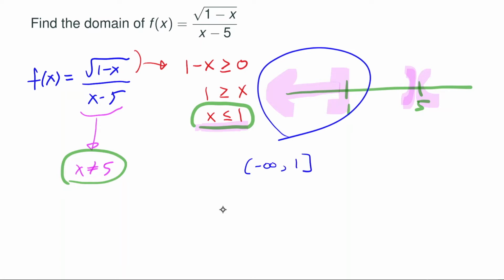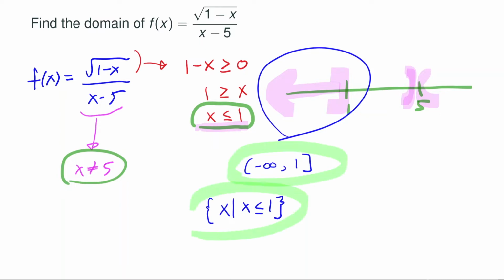In set-builder notation, we can write x such that x is less than or equal to 1. So it's always helpful to draw a number line. Again, the 5 is already excluded when we write x is less than or equal to 1, or in this range, 5 is not included.